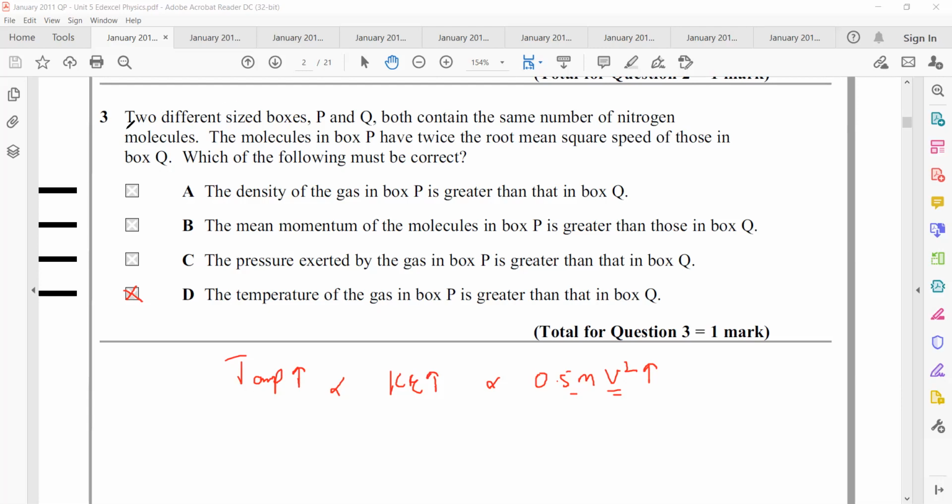They mention here different size boxes, so you cannot compare the pressure. If you apply the pressure law, pressure and temperature are directly proportional. But what is the condition to apply the pressure law? The volume must be kept constant. Because there are two different size boxes, the volume cannot be the same. So even though there is an increase in temperature, we cannot say there will be an increase in pressure as well.